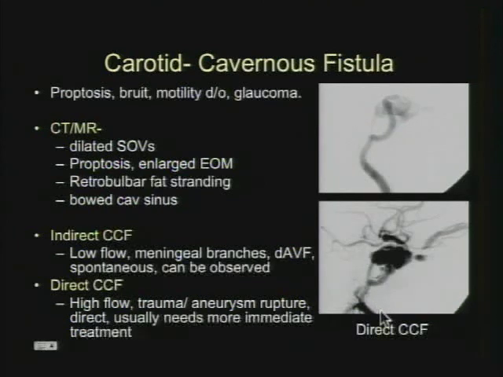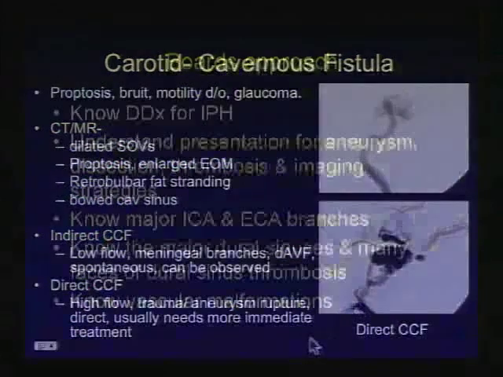And here's an example of a direct CC fistula. You can see from the frontal and lateral projection this large area of contrast extravasation into the cavernous sinus, out the superior ophthalmic vein and inferior petrosal sinus.